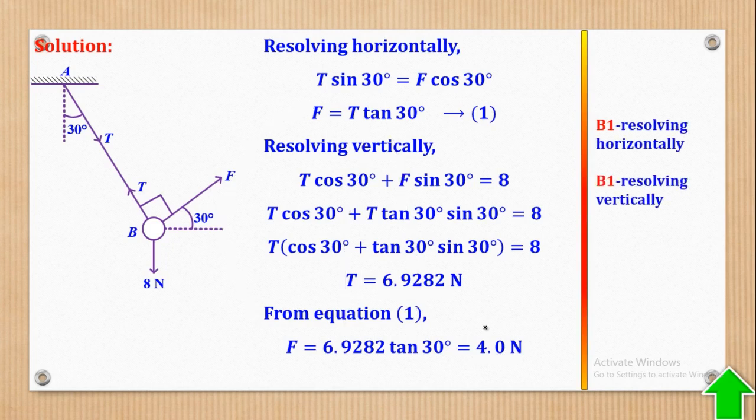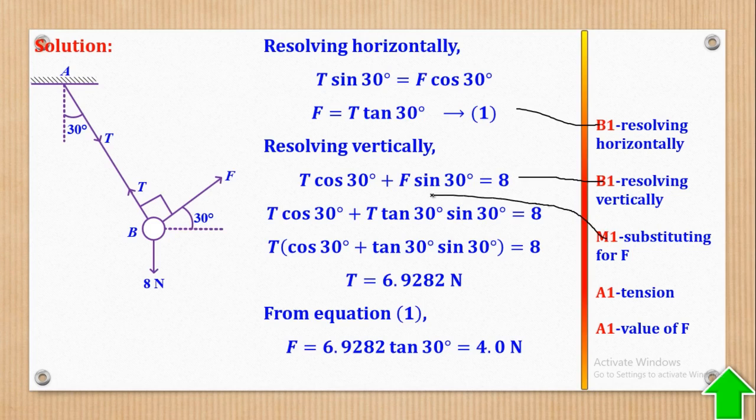Now let's see how marks can be awarded. B1 for horizontal component, another B1 for resolving vertically, M1 for substituting for F, A1 for the tension, and A1 for the value of capital F.